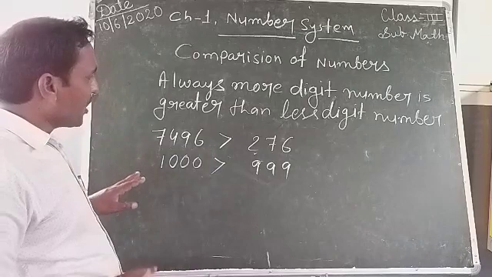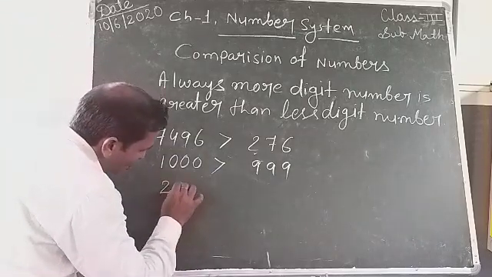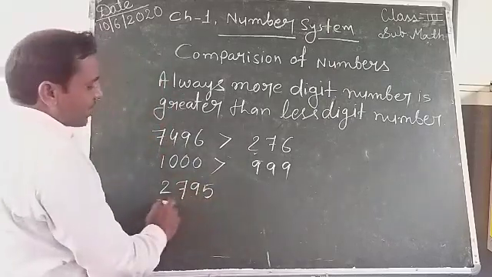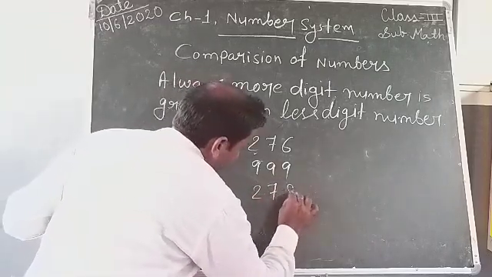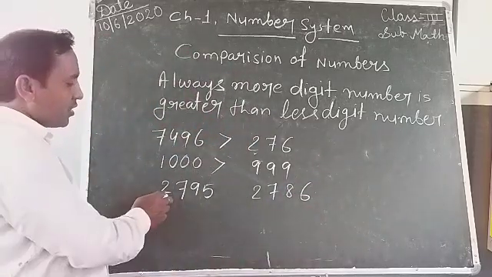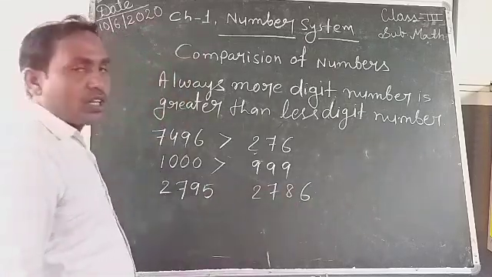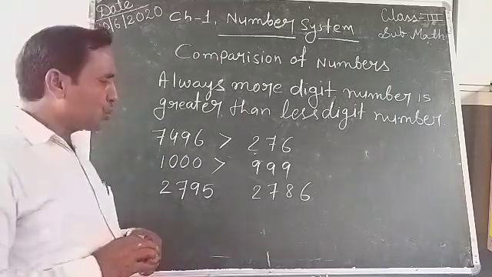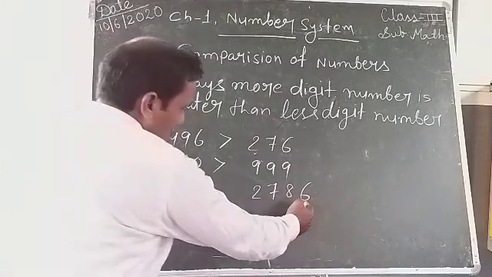Second, you understood this one. One more trick: if this side 2795 and this side 2786, the same digit number, it means this side is a 4 digit number and this side also a 4 digit number. Both sides are equal digit numbers. Then how do you identify which one is greater and which one is smaller? So you see first the left side number, and the right side number.